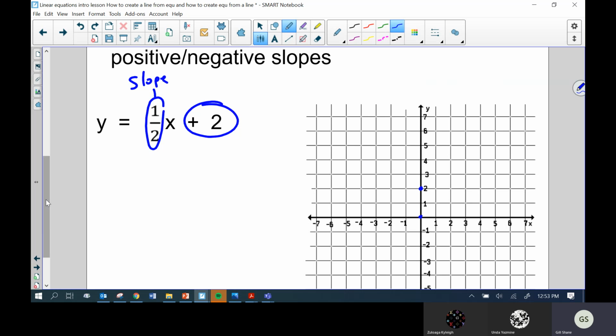It's where my line meets the y-axis. Because remember, the y-axis is the up and down. The x-axis is the left and right. So the y-intercept tells me where my line hits the y-axis. So I know that has to be a point on my line. Here's the other reason that has to be a point on the line.